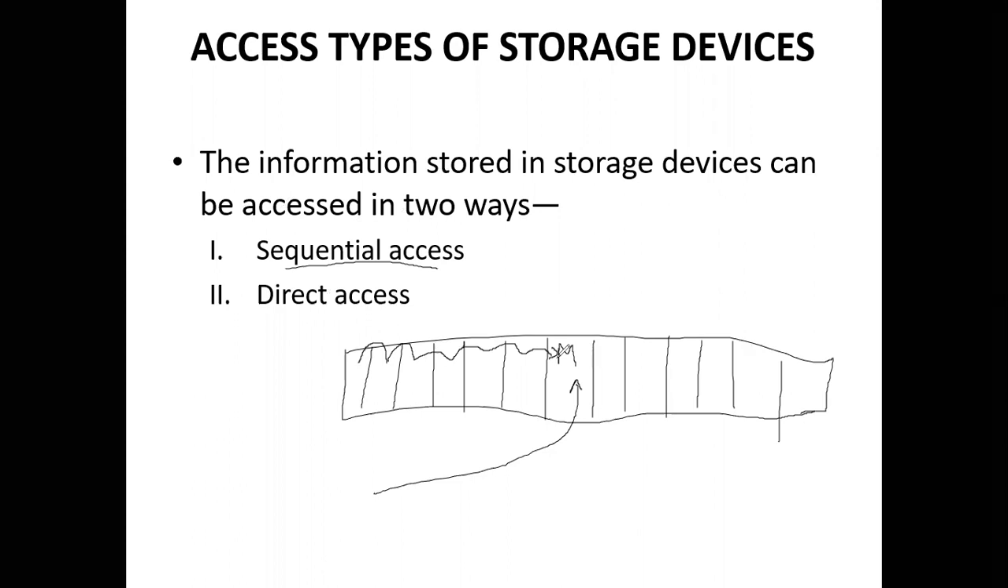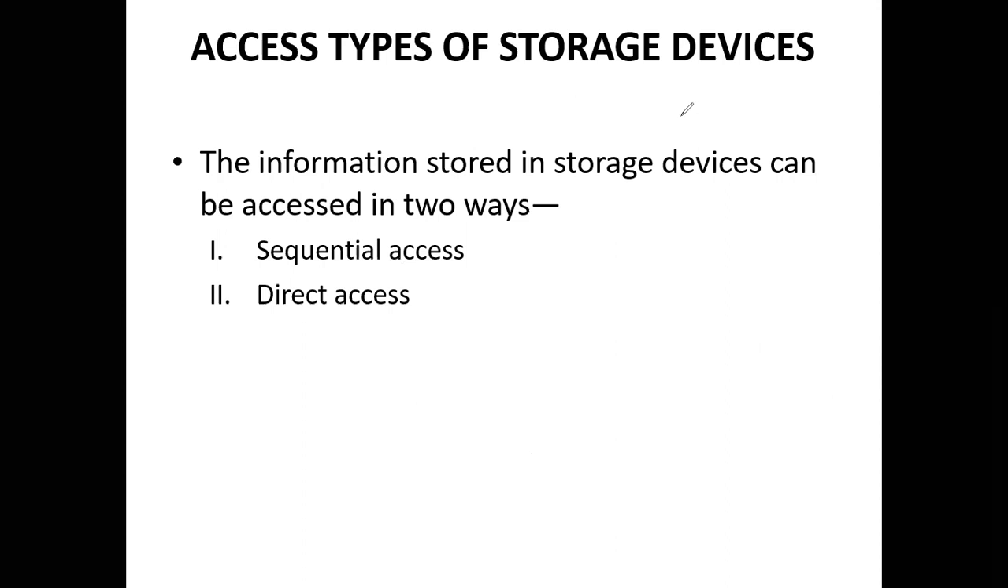Then direct access to the stored data. This is where, let's say again, we are looking for the union president, but we now know that this person stays at B7. So since we already know the address where they stay, we just go directly to that address and meet with them. So that is direct access. So that's a similar thing with storage devices. So the two ways of accessing data stored in your computer system is either through sequential means or through direct access. So these are the things that I can say regarding computer memory.